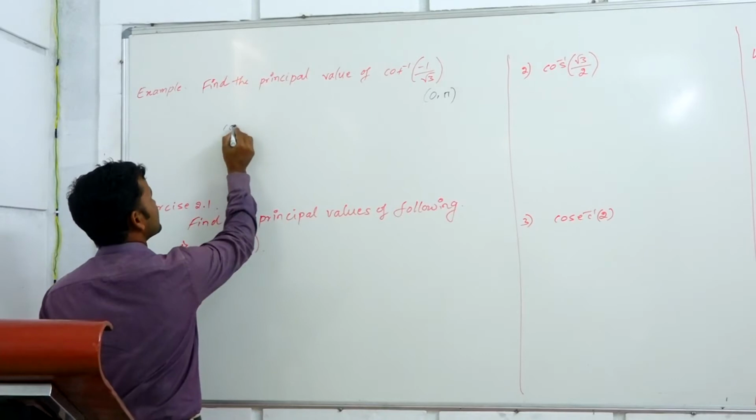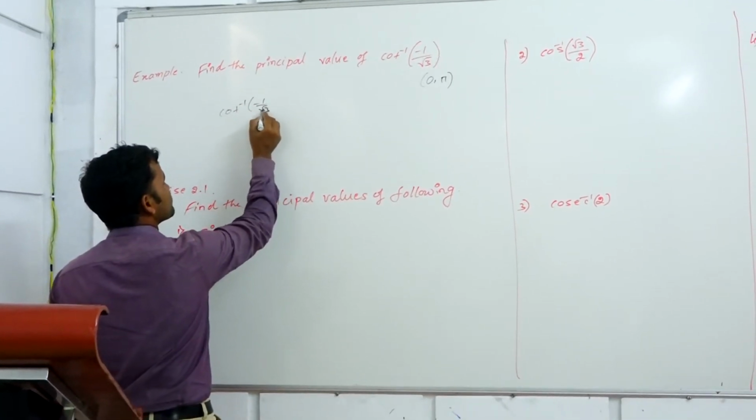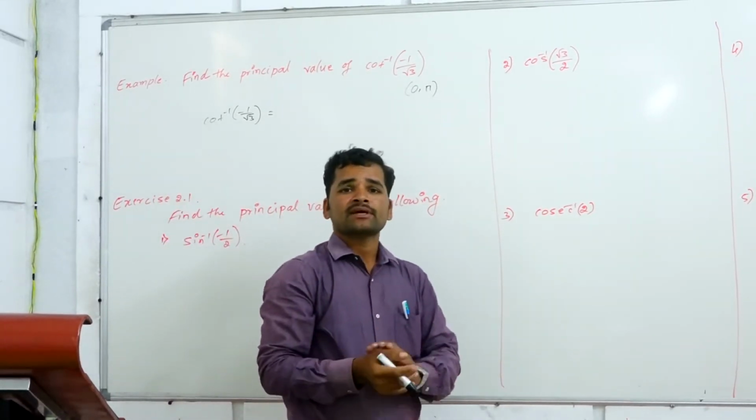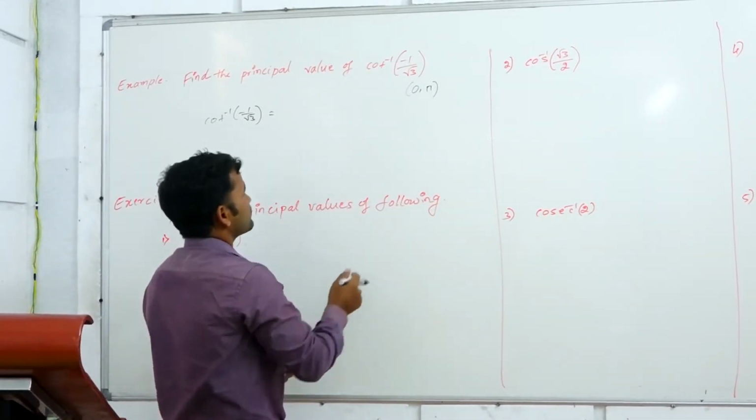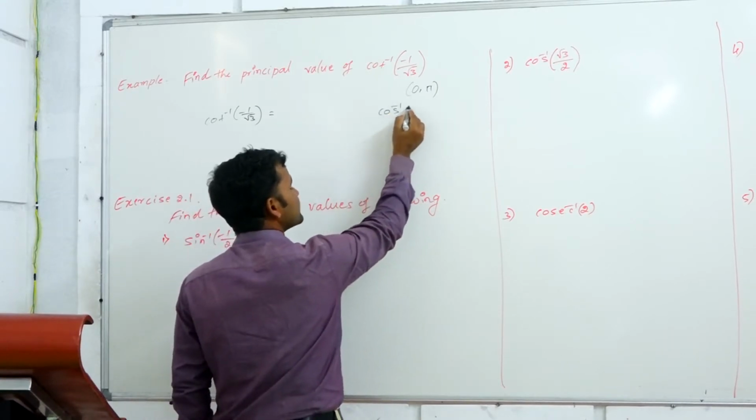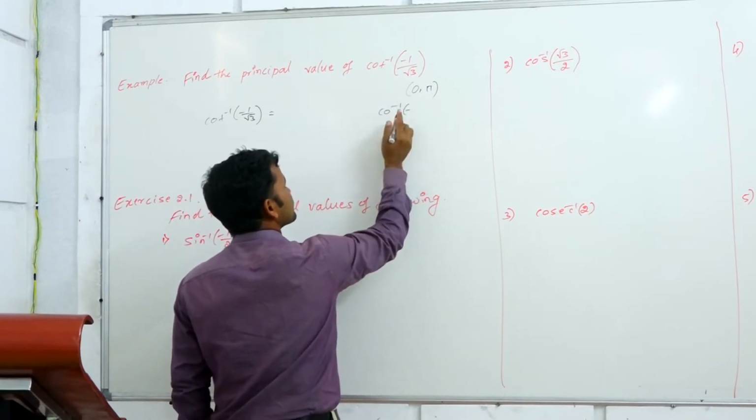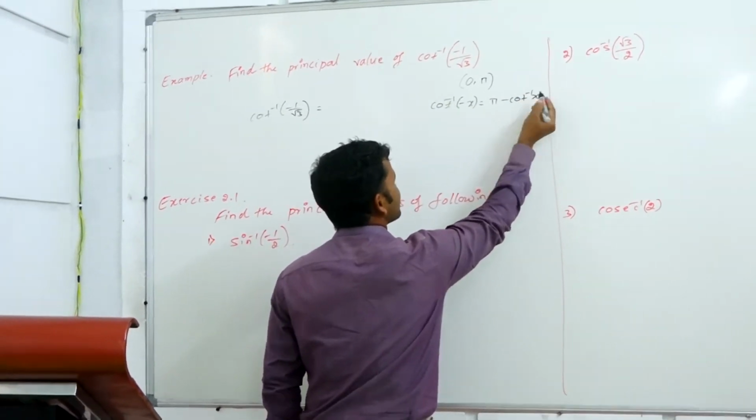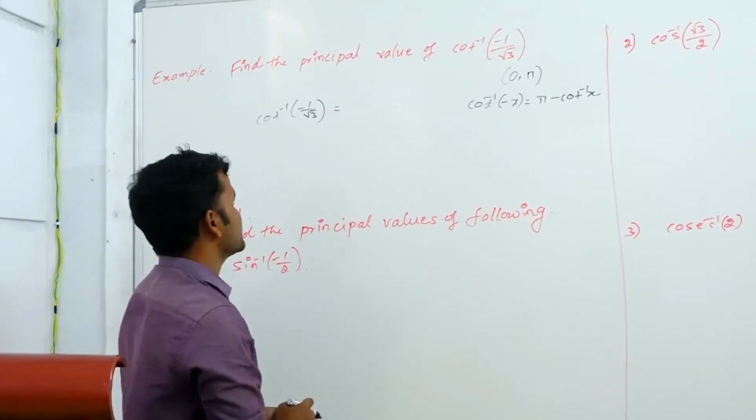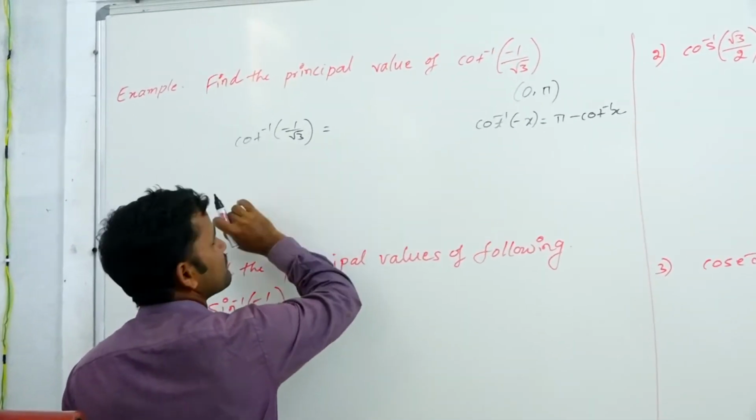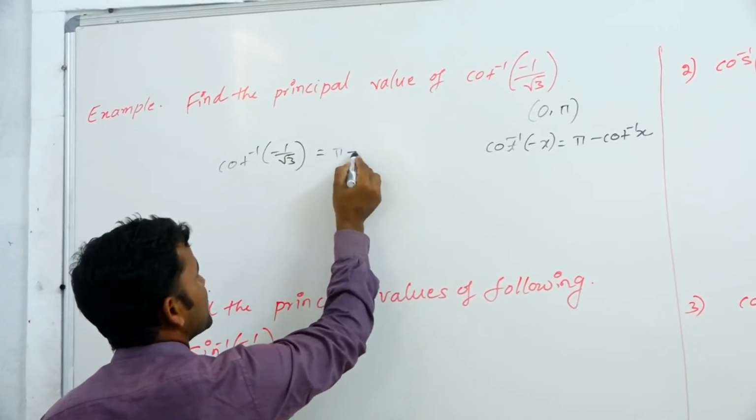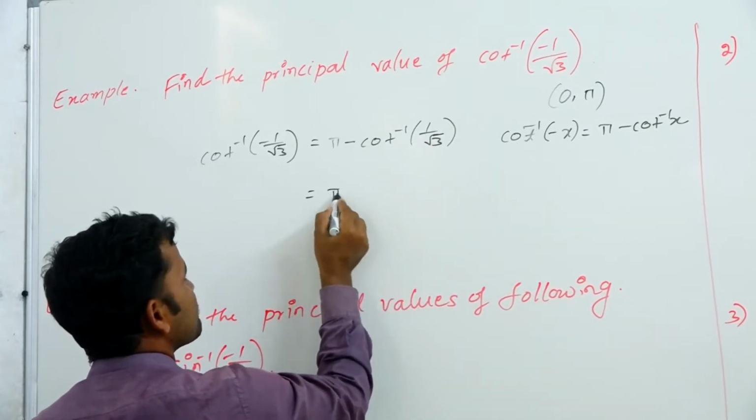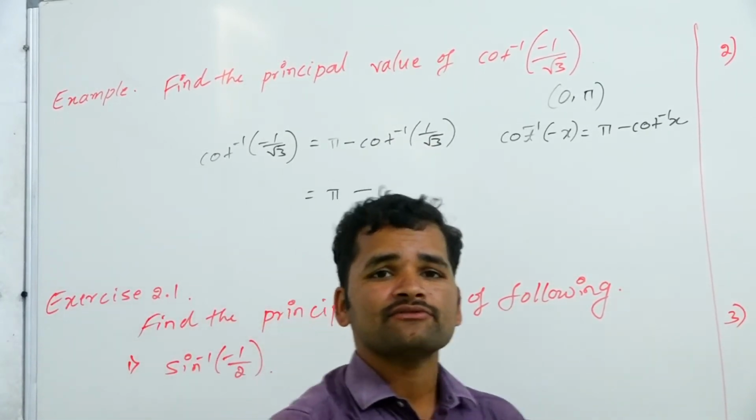Very simple it is. We have cot inverse of a negative value. To solve cot inverse of negative values, you use the property cot inverse of minus x is equal to pi minus cot inverse of x, so that you can solve it easily. So cot inverse of minus 1 by root 3 is pi minus cot inverse of 1 by root 3.